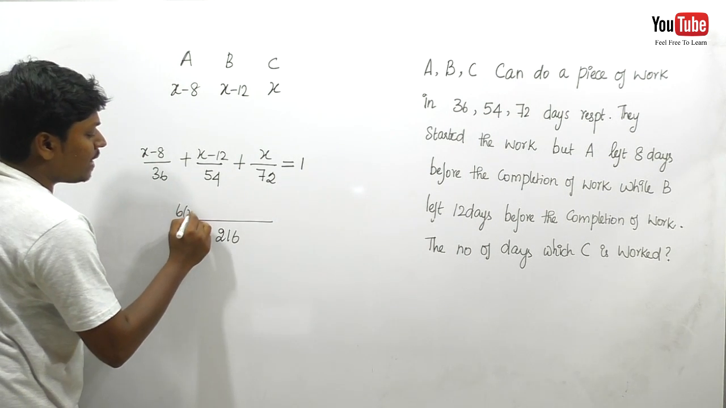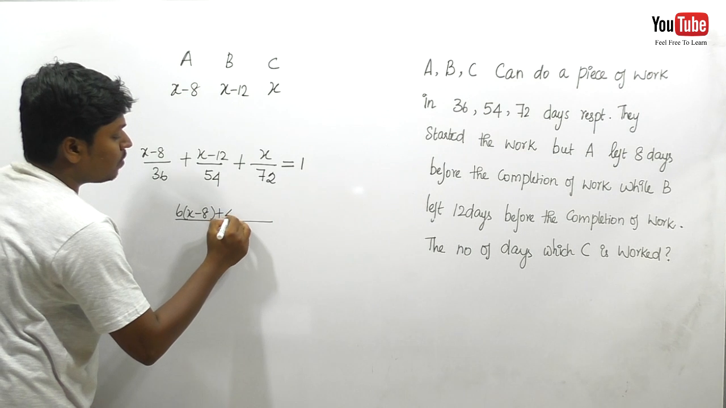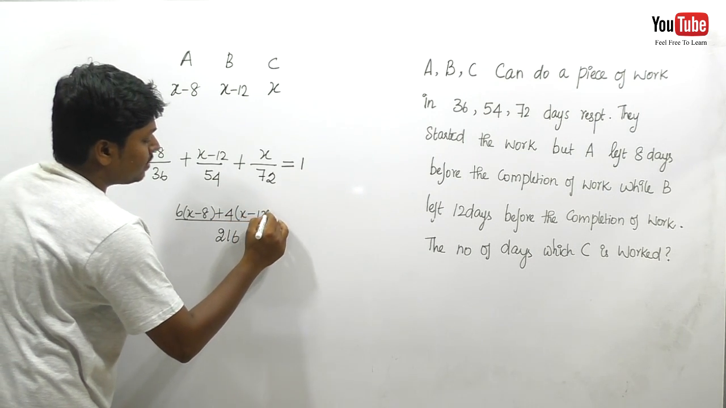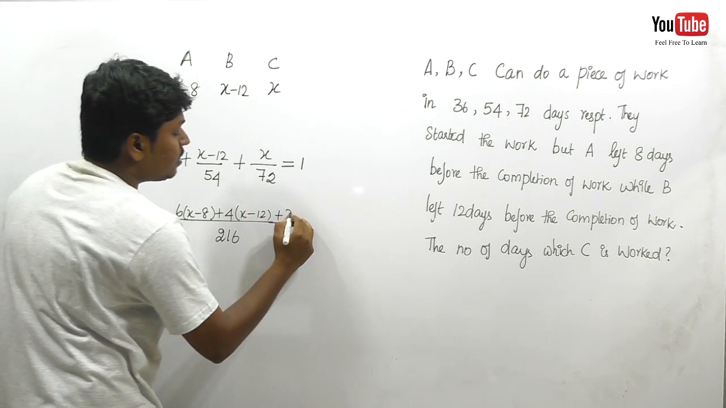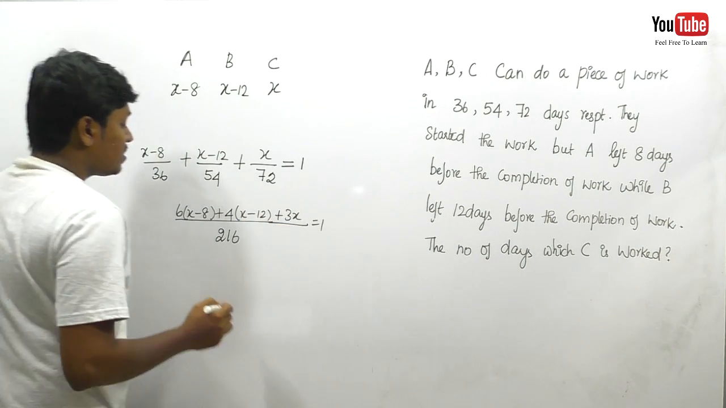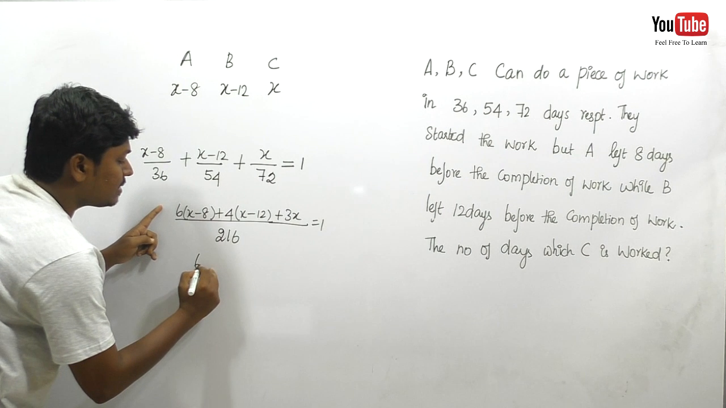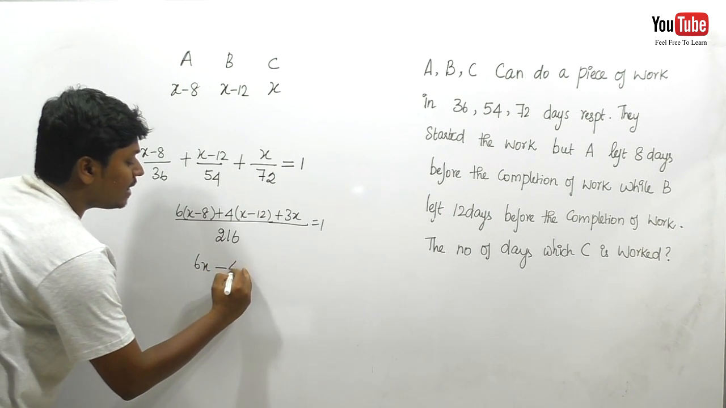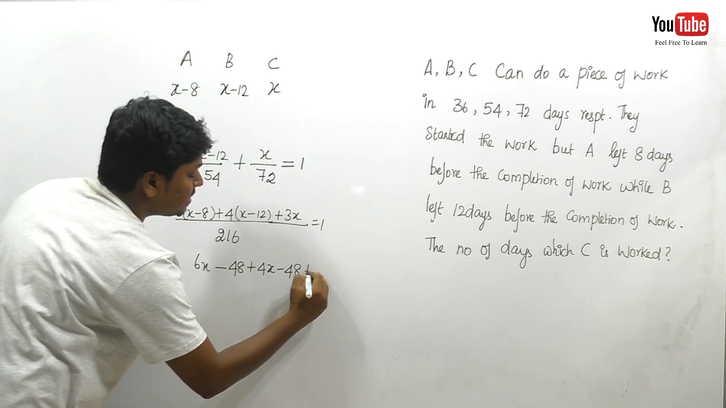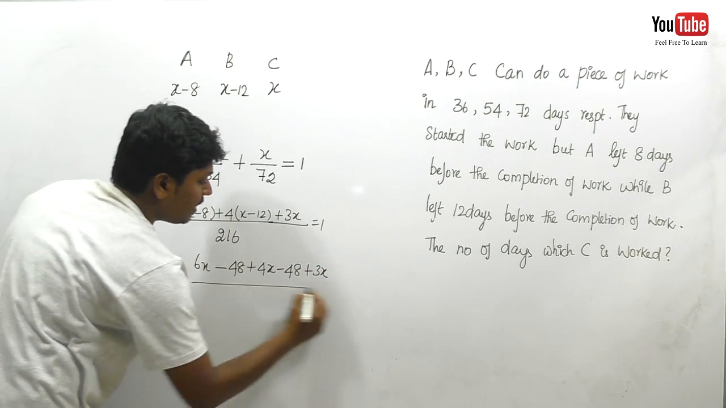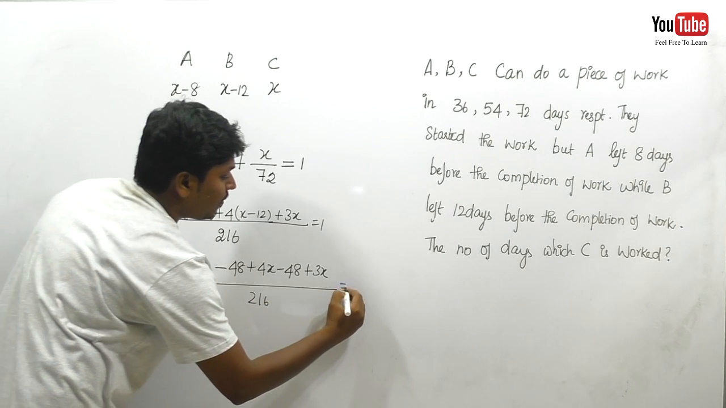So 6 into X minus 8, plus 4 into X minus 12, plus, that is I think 3, right? So 3 into X, equal to 1. Let me solve this equation. So here it is 6X minus 48, plus 4X minus 48, plus 3X, divided by 216 is equal to 1.